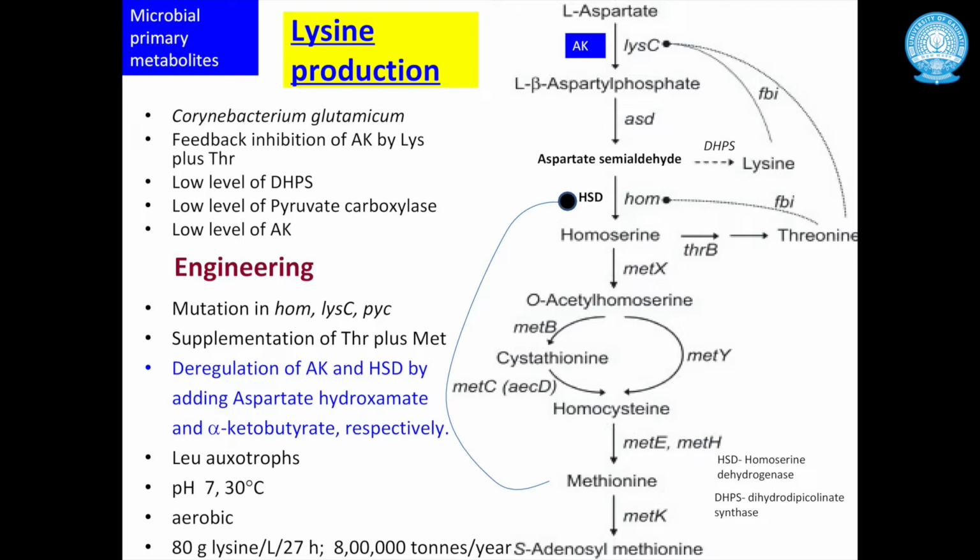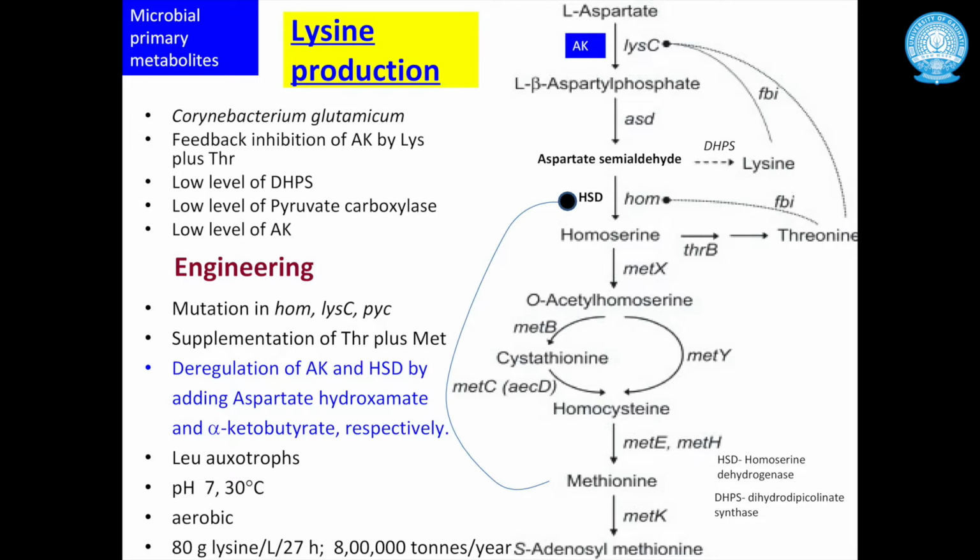And from all this, the possibility of lysine production is 80 grams of lysine per liter of medium in 27 hours. 27 hours means the whole process of fermentation is being carried out in batch process or batch manner. By using this fermentation strategy, 8 lakh tons of lysine can be produced in industries per year.